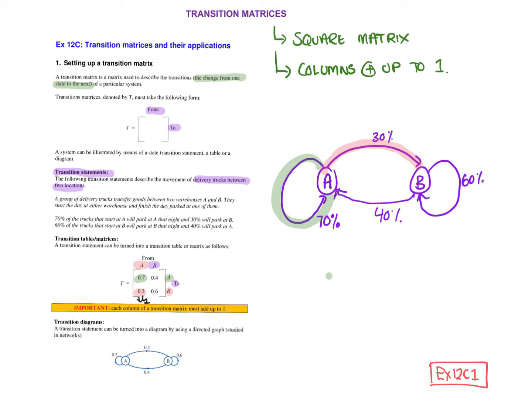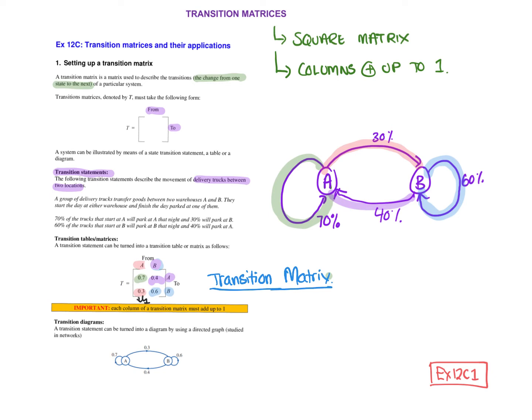And then we can do a similar thing for the B site. If we start at B and go to B, it's 60%. So you can see B to B was there. And then the last one, from B to A, was 40%. So we can see that there. So this is the transition matrix written here. We're going to use this later on, but in this lesson we're just working out how to set up a transition matrix, or if they give it to us in words, how we can do it.